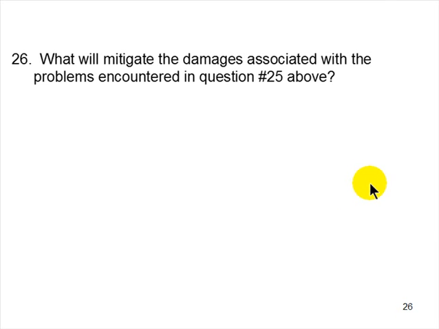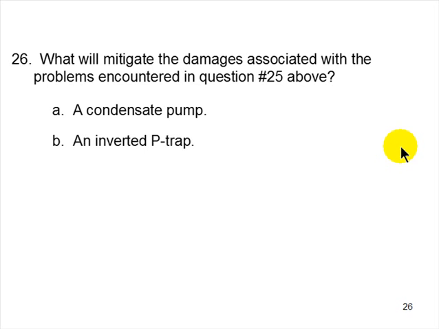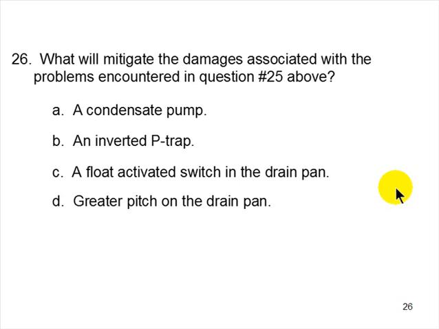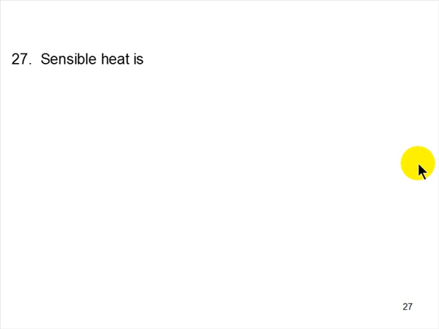26. What will mitigate the damages associated with the problems encountered in the last question? Mitigate means reduce. Okay? What's gonna make smaller damages here? All right, less damage. A condensate pump, will that help that situation out where you don't have a trap? An inverted P-trap? A float-activated switch in the drain pan? Or greater pitch on the drain pan. Which one of these is going to help that situation? A float actuated switch that'll shut the unit off if the level in the drain pan rises too high, and the unit will stop making condensate, and the pan won't overflow. All right? It'll stop making condensate because it ain't running anymore.